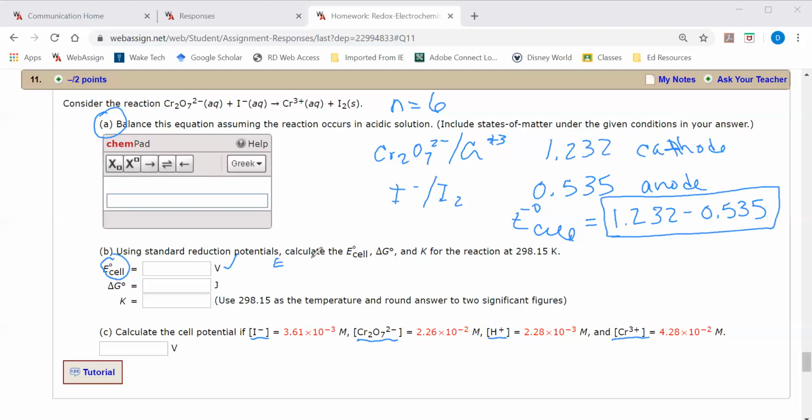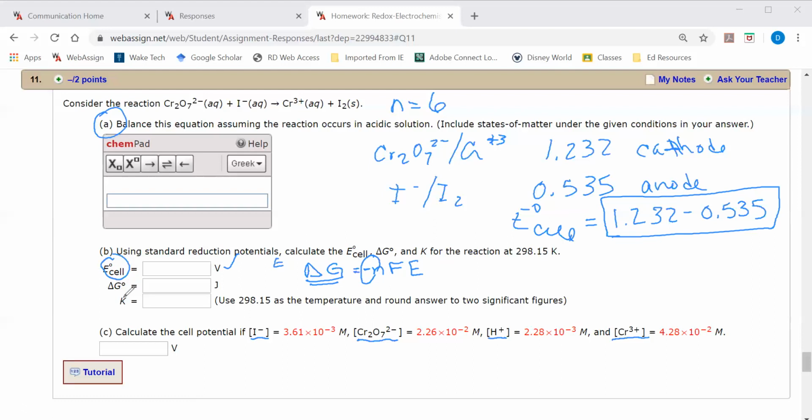So determining this value is very important. Now, for delta G, we can use the relationship negative N F E. So now that you have the correct E cell, you should be able to determine a correct delta G value. Just make sure that you don't forget how this negative sign gets worked into the calculation.